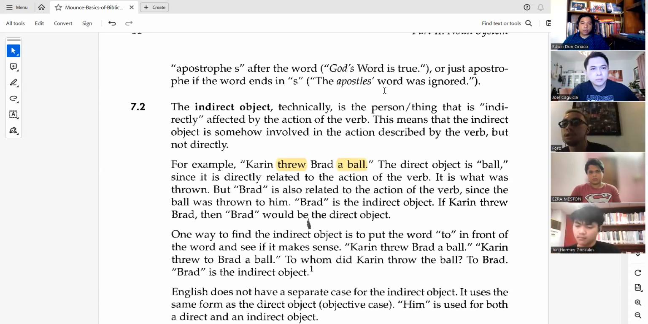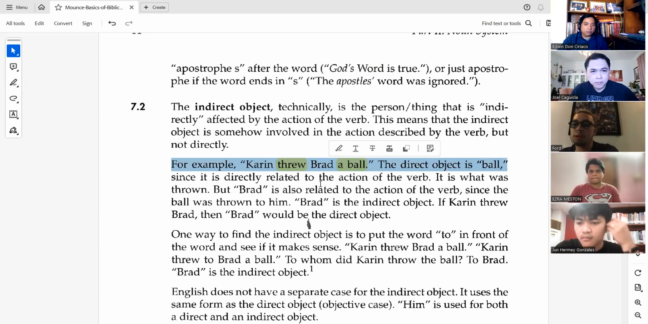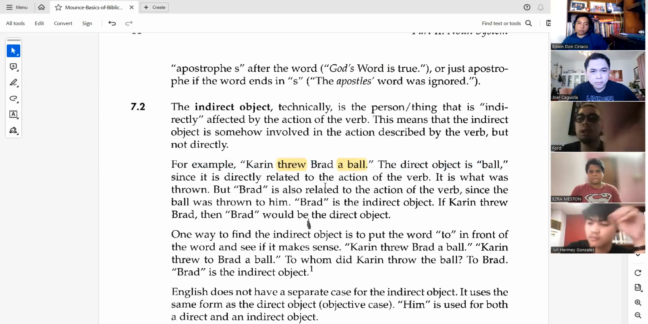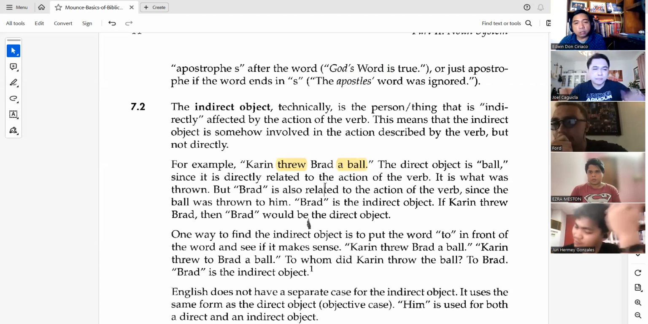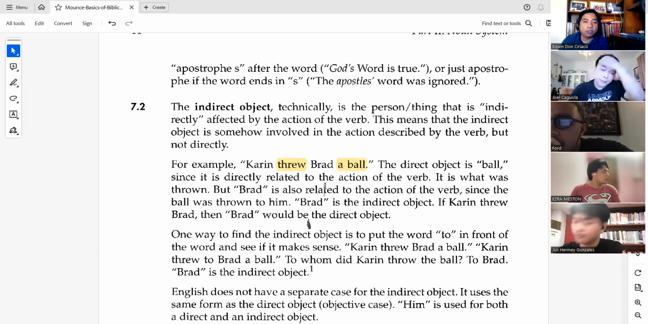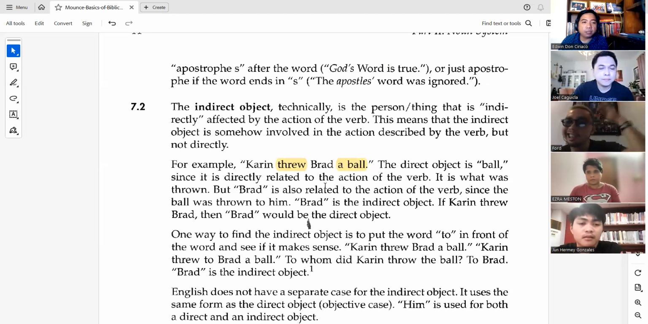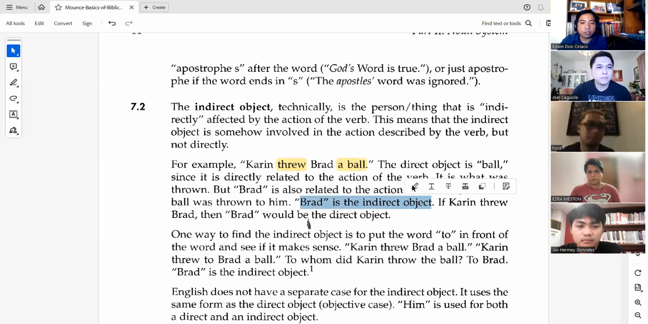This is the direct object. But what is the function of Brad? Karin threw a ball and the ball is heading towards Brad. Maybe she is passing it like they were playing basketball. She threw the ball and perhaps Brad will be the one to shoot. So it is not proper that we say Karin threw Brad. Brad is not the direct object. He is the indirect object, as we can see here.